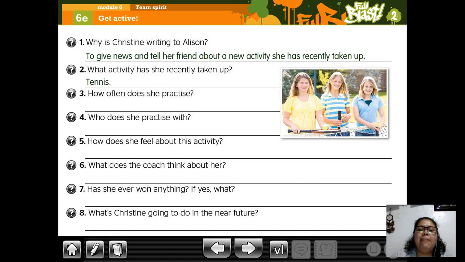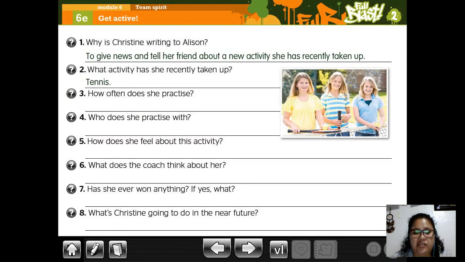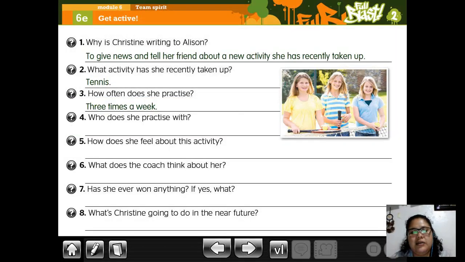Very good. Number 3, how often does she practice? How often? Every day? Once a week? It says, I practice 3 times a week at the local court with my friend Miranda. So the answer for this one is 3 times a week. Number 4, who does the practice with? She practiced with someone, right? With a friend. Her friend Miranda.